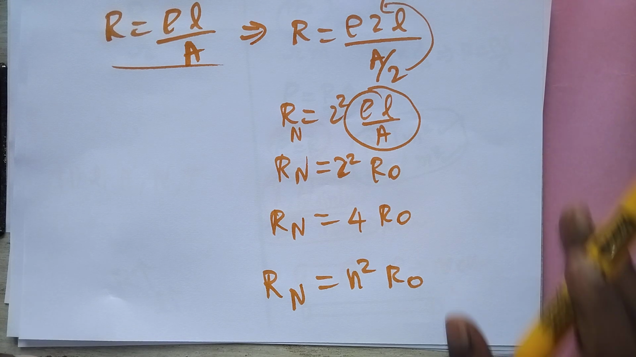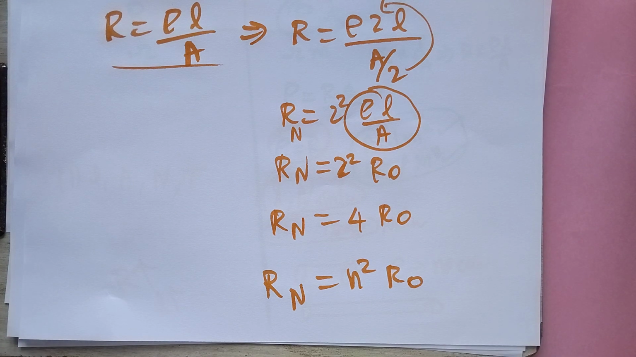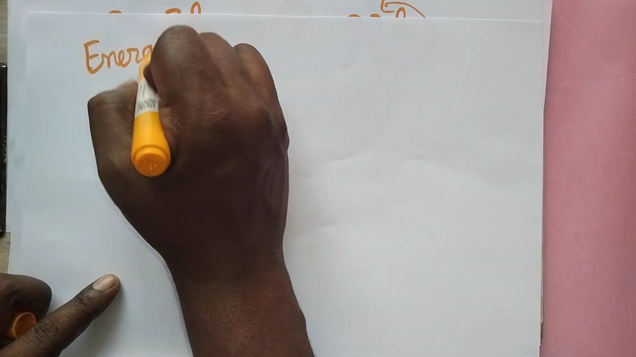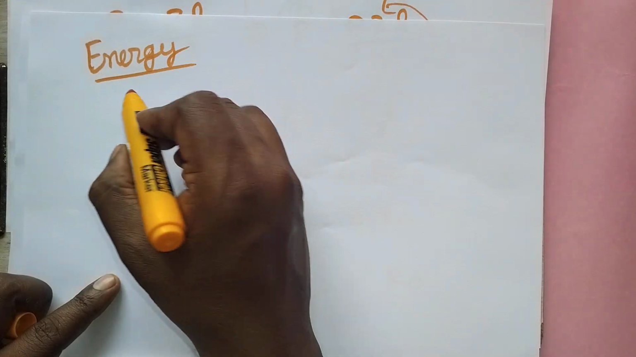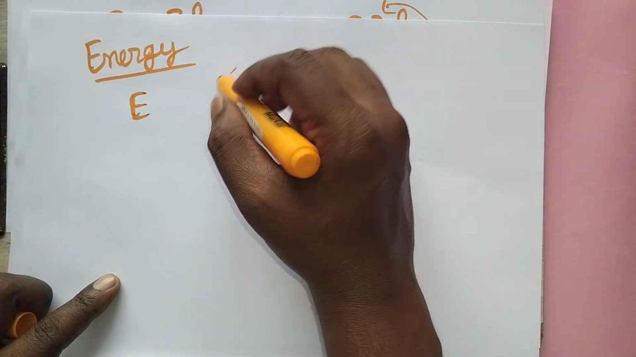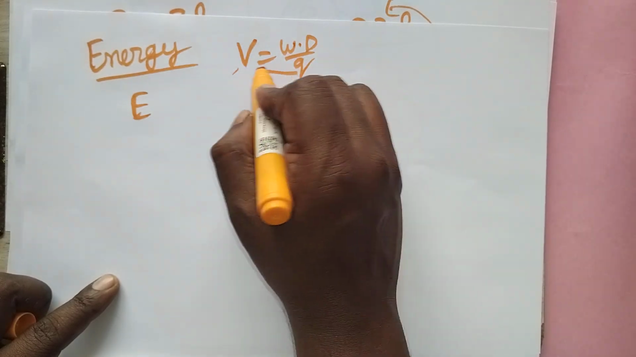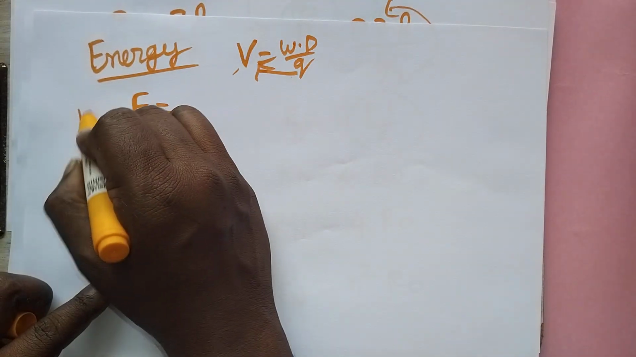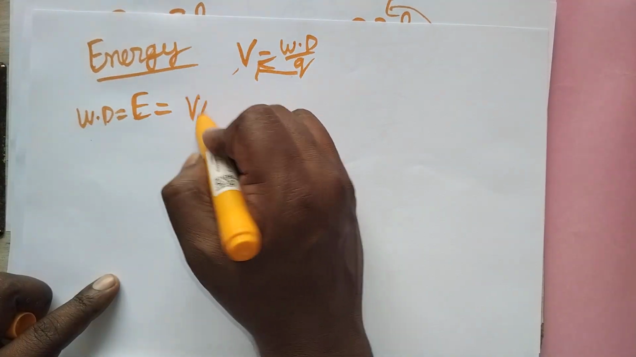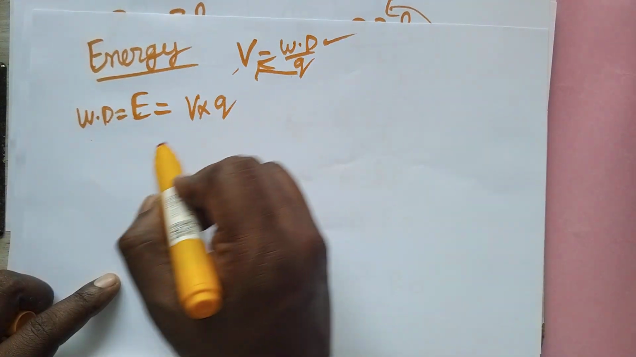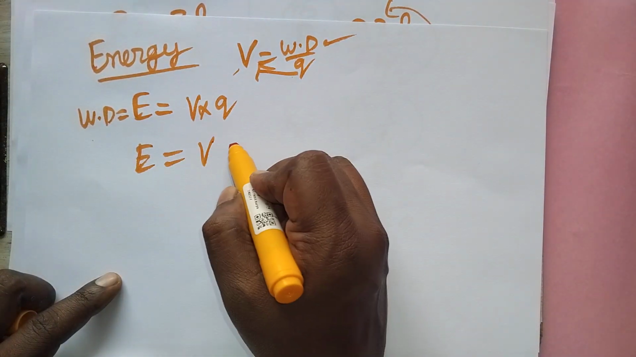Next one, energy and power formula. We know the energy formula. Volt is equal to work done by charge. So taking charge to this side, work done is equal to volt into charge. Work done is also called energy. So energy is equal to VQ.